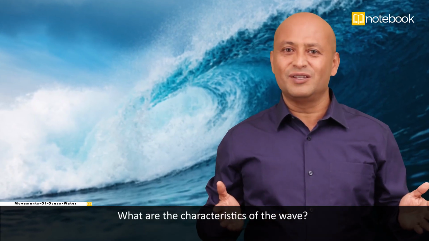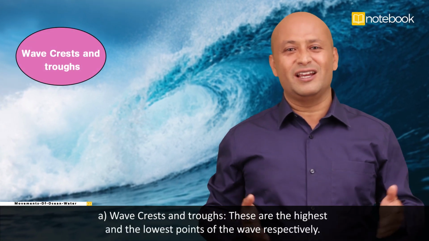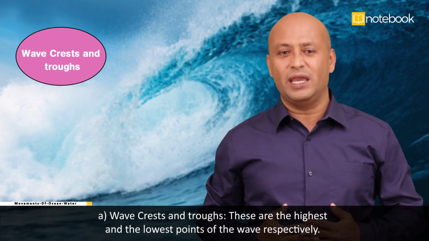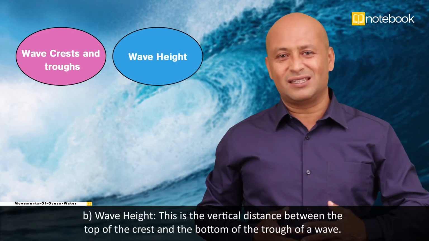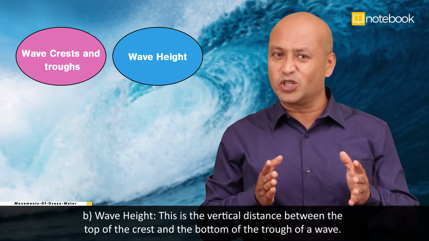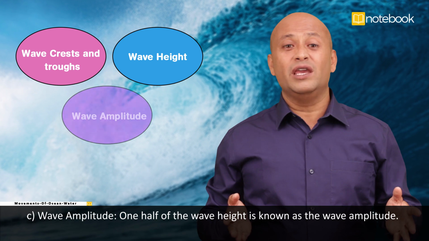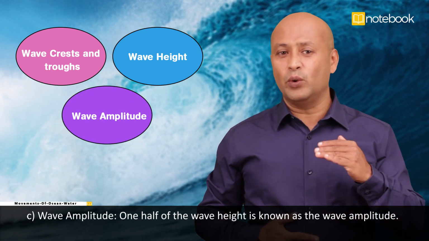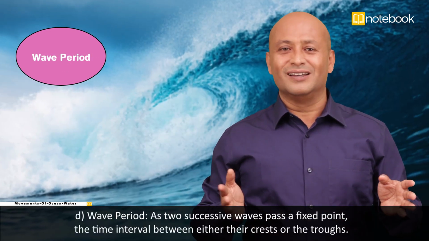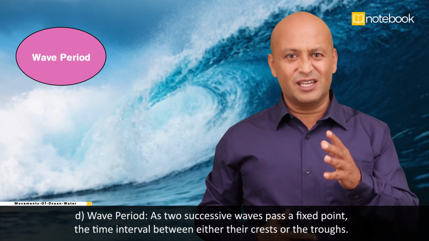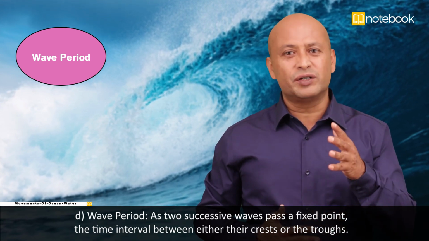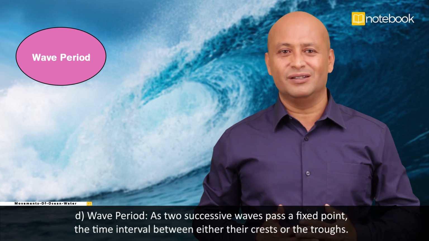What are the characteristics of a wave? Wave crests and troughs. These are the highest and the lowest points of the wave, respectively. Wave height. This is the vertical distance between the top of the crest and the bottom of the trough of a wave. Wave amplitude. One half of the wave height is known as the wave amplitude. Wave period. As two successive waves pass a fixed point, the time interval between either their crests or their troughs is known as the wave period.